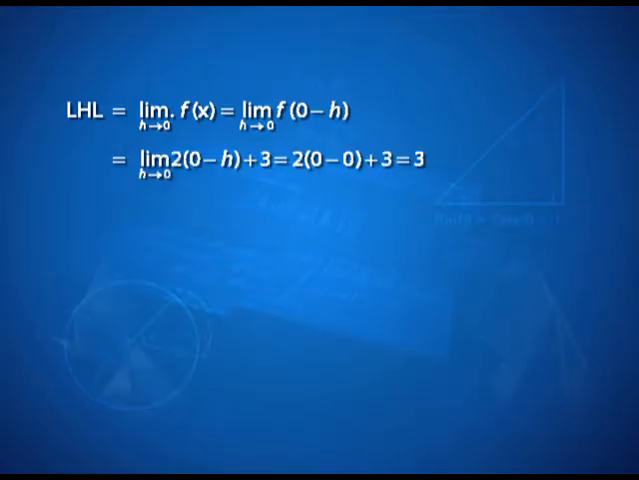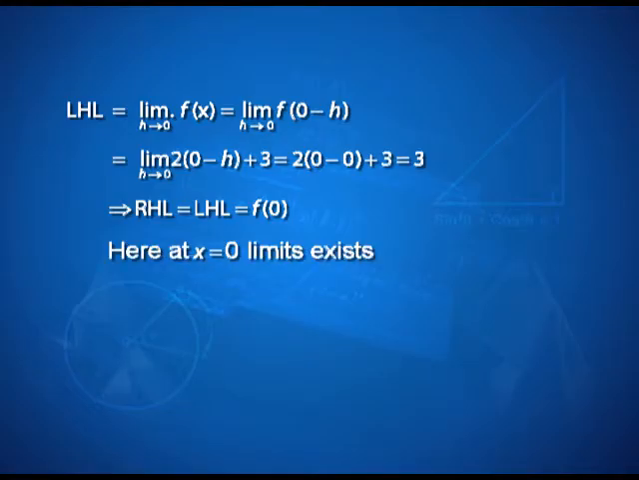Now look at the left hand limit, that is equal to limit as x tends to 0 negative f of x is equal to limit f of 0 minus h as h tends to 0, that is equal to limit 2 into 0 minus h plus 3 as h tends to 0, that is equal to 2 into 0 minus 0 plus 3, that is equal to 3. This implies left hand limit is equal to right hand limit, that is equal to f of 0. Here at x is equal to 0, the limit exists.